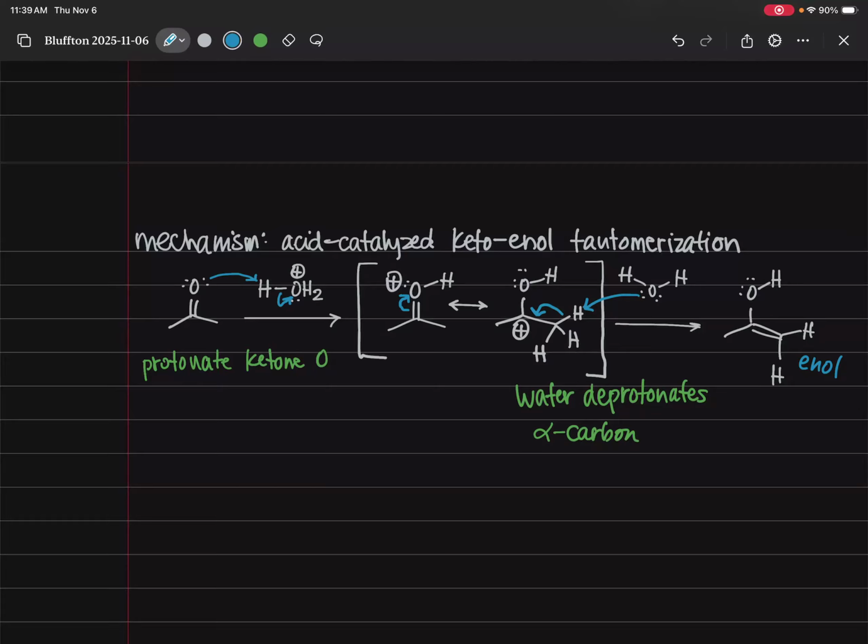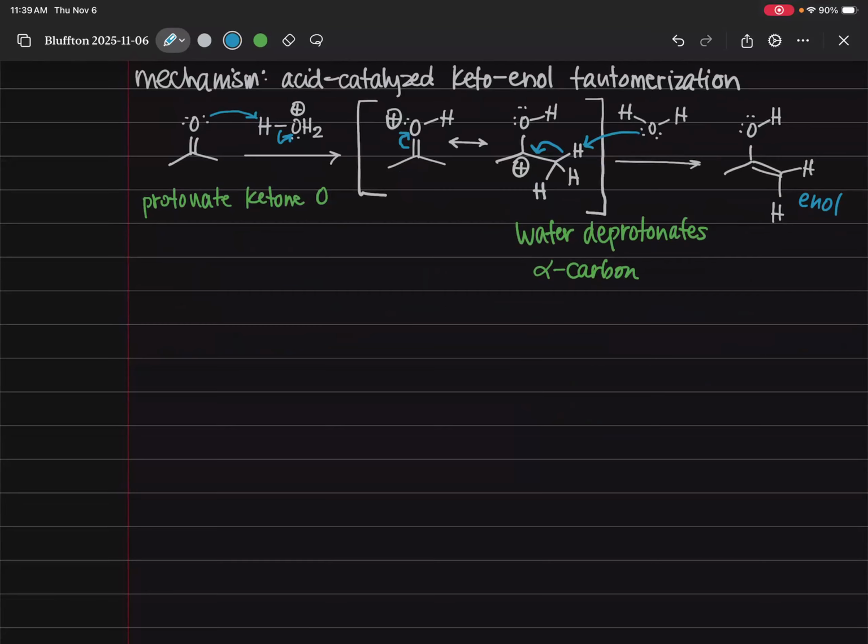Questions on that little mechanism? So all that's happening here really is proton transfers. We're transferring a proton from hydronium to the carbonyl. Then we draw a resonance structure, and then we transfer a proton away from the alpha carbon, and we make a double bond between those two carbons. Okay, so that's acid catalyzed. We can also do this under basic conditions.